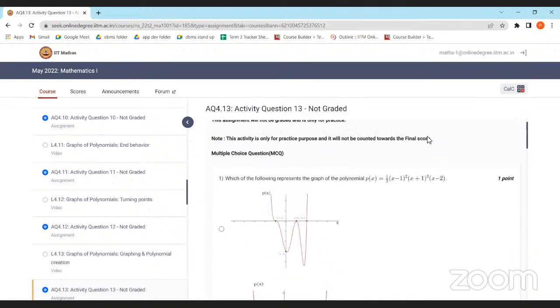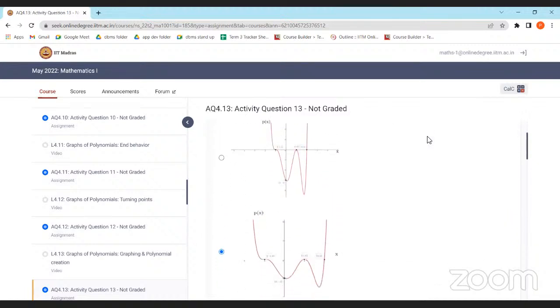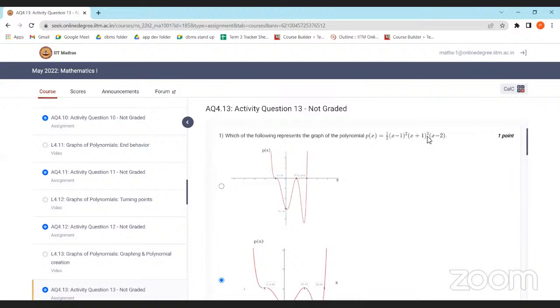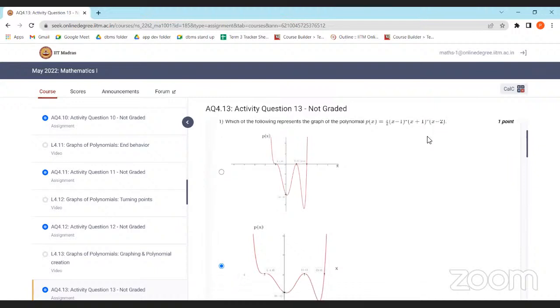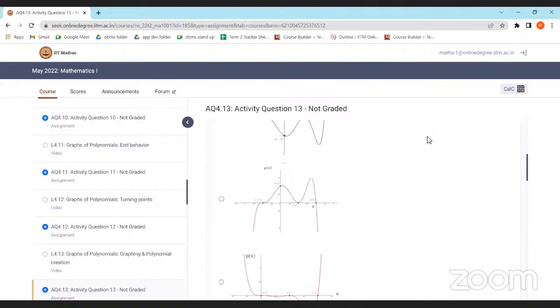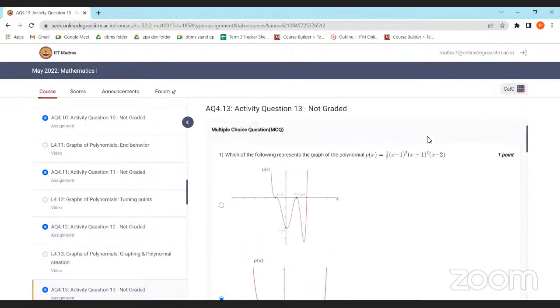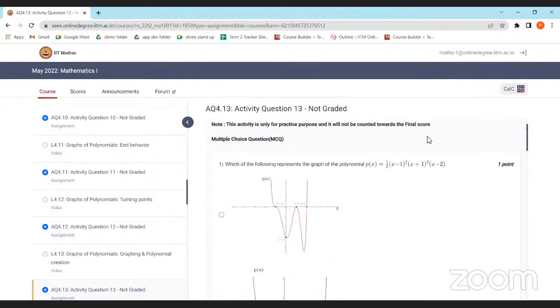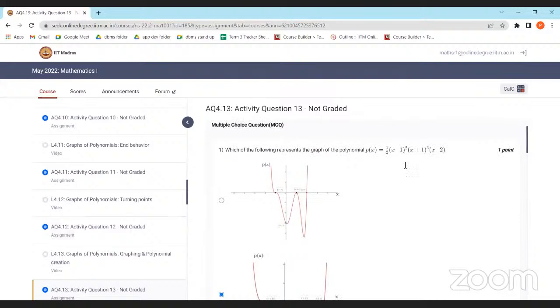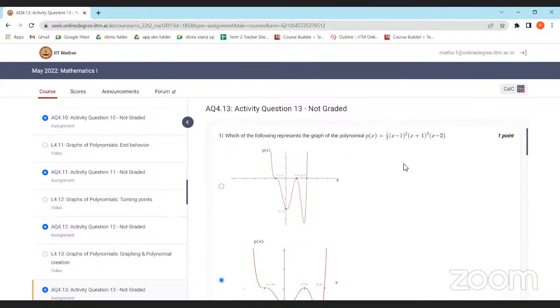Sir, I skipped 1 by 2. I never used it. I just calculated x minus 2. I made the graph using x minus 1 whole square, x plus 1 whole square, and x minus 2. 1 by 2 is a stretch factor. So any graph similar to what I got. X minus 1 whole square, x plus 1, and x minus 2. I never used 1 by 2. Yeah, that is fine.